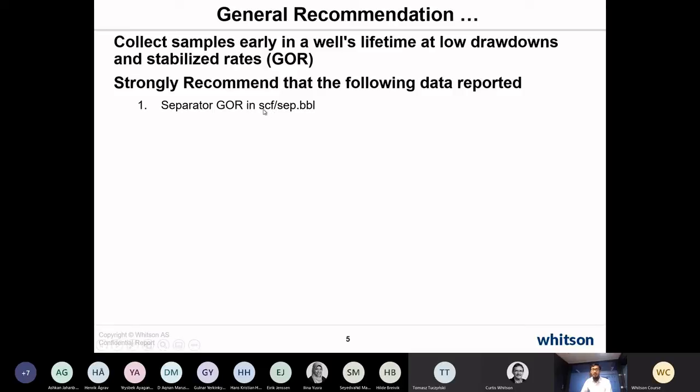So it is the SCF, the standard cubic feet of the separator gas, divided by the volume of the separator oil at separator condition. So that's the separator barrels.